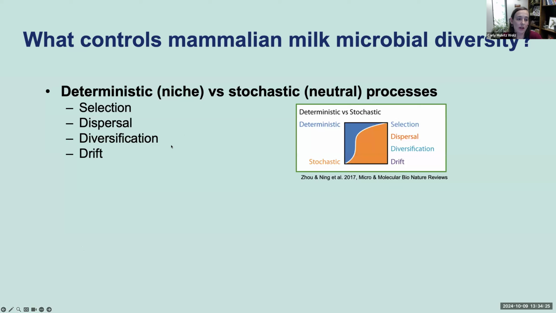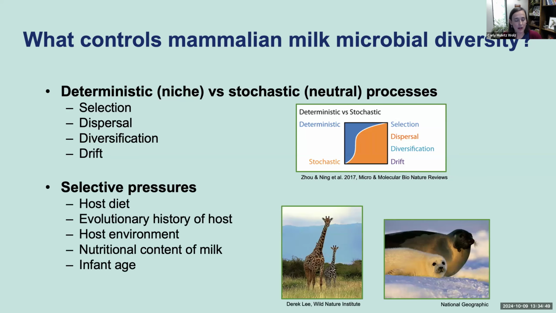And so in community ecology and ecological theory, there's selection, dispersal, diversification, and drift. Selection is the most deterministic. Dispersal is how microbes can move from environment to environment, and is generally more stochastic. Diversification is just the evolution of these microbes over time, which is also inherently more stochastic. And then ecological drift is 100% stochastic.